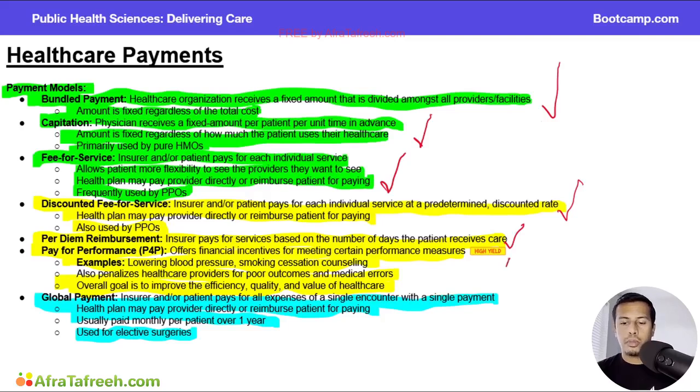Pay for performance, remember this one was high yield. There's financial incentives. If you meet these incentives, providers can get reimbursed for that. If they are having negative outcomes or making medical errors, they will get penalized for that. But the overall goal of pay for performance is to improve efficiency, quality, and value of healthcare. And then finally, global payment, the insurer and or the patient will pay for all of the expenses of a single encounter with a single payment. Really useful, especially for things like elective surgeries.